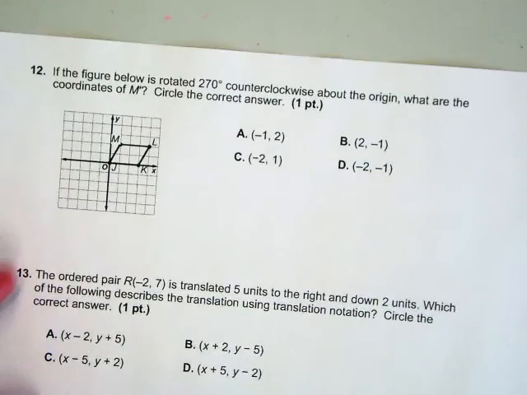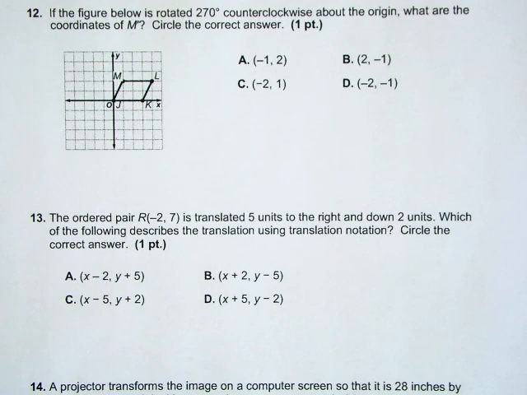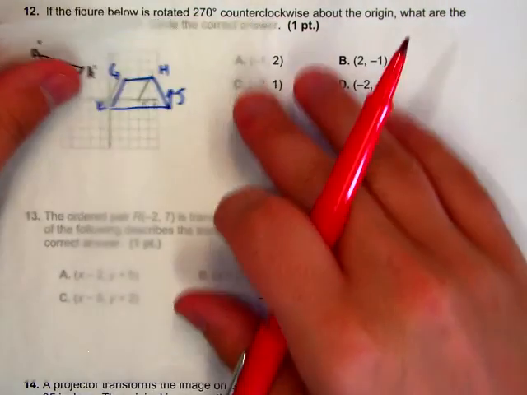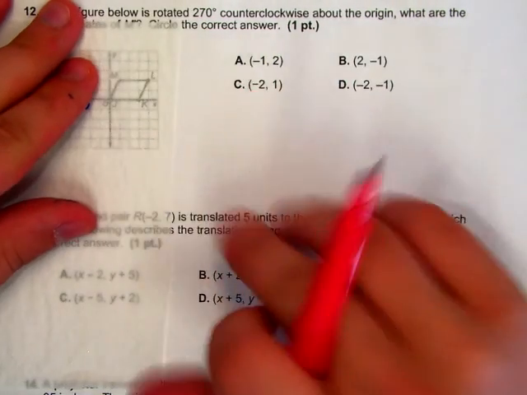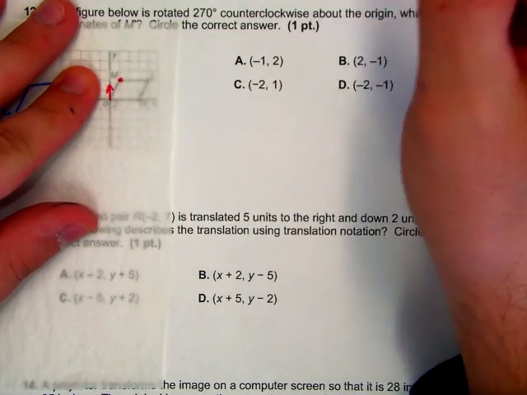Next question, number 12, top of the next page. It says, if the figure below is rotated 270 degrees counterclockwise about the origin, what are the coordinates of M? Well, we can use that handy-dandy tracing paper, wherever I put it. Here it is. And if we simply did this, here is point M. We're going about the origin.